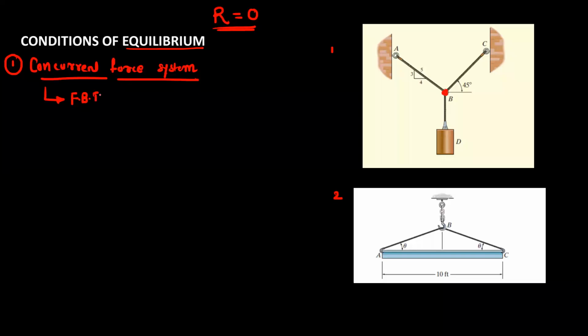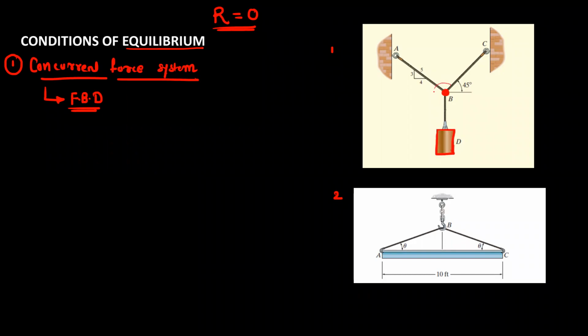We have already discussed this in the first module. So what is a free body diagram? You will isolate the object from its surroundings, and then you will show all the forces and the reactions acting on that object. So here at point B we have three forces: one is the force in the cable BC, second is the force in the cable AB, and then the force BD. Suppose this is one object, and this object is hanging at point B.